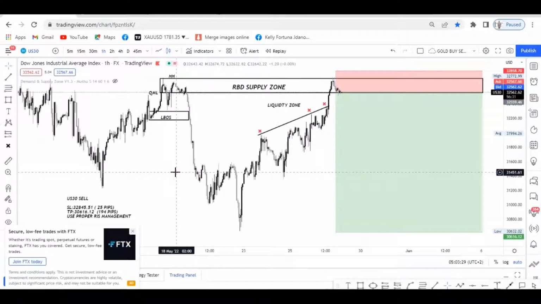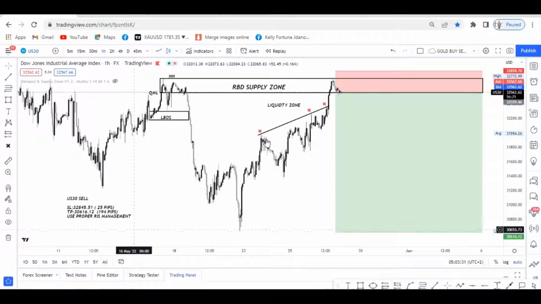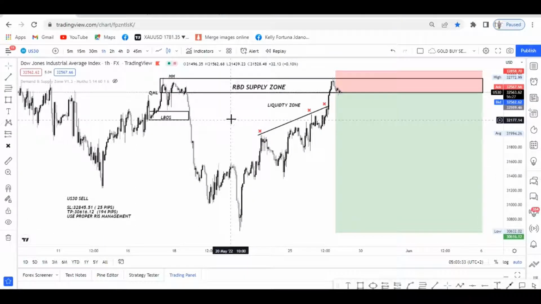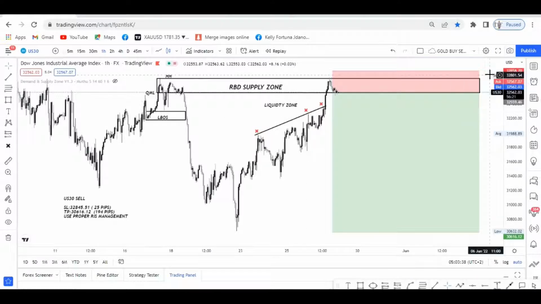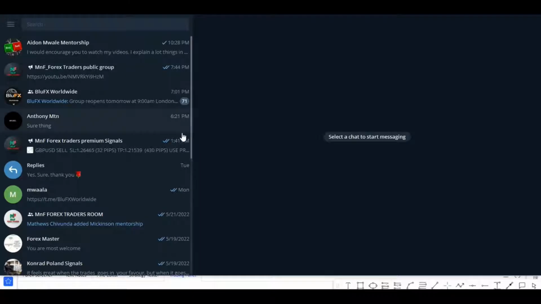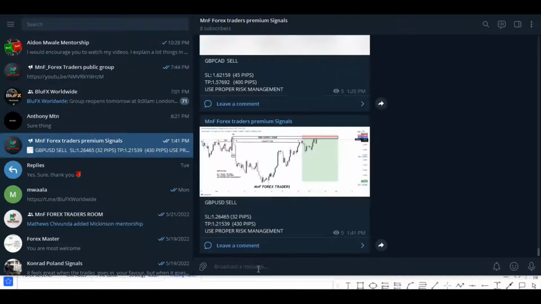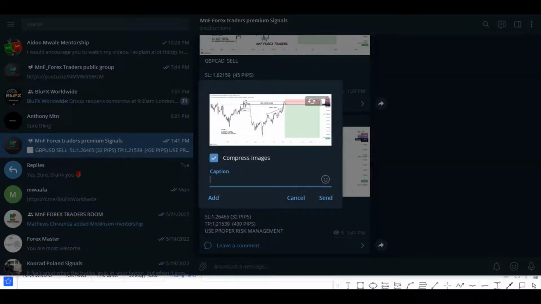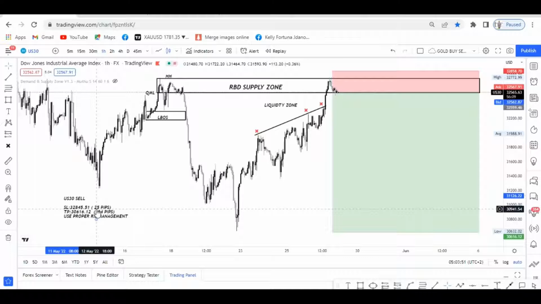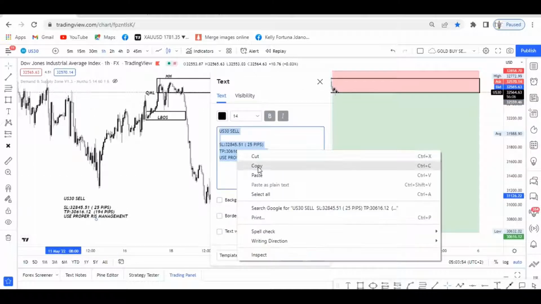US30, one of the most volatile indices. Very good. So let me just go ahead and share this right now with our private community. Just give me a second there. It's right here, like that, and we'll share it like that.